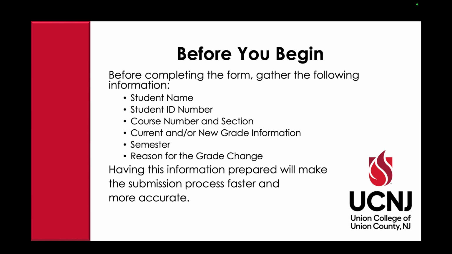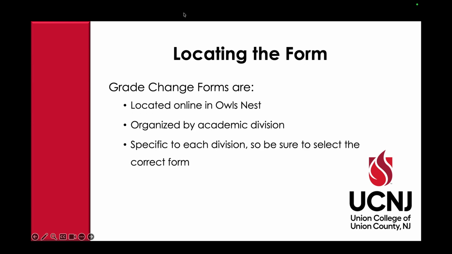Having all this information written down before you navigate to the form is going to make the process a lot easier. The form is going to be located within Owl's Nest. The files are going to be organized by your academic division. So there are multiple grade change forms: one for humanities, SSBH, STEM, nursing, and so forth. If you're teaching an English course and you're under the humanities division, you're going to need to use the humanities grade change form.